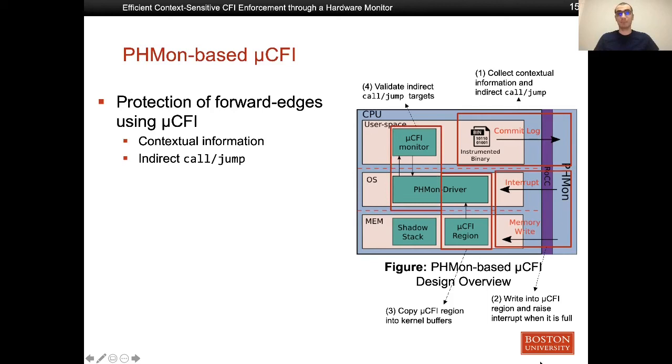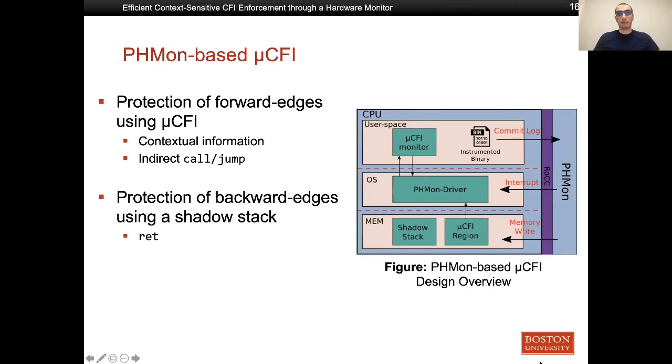And finally, the microCFI monitor, which is a software-level monitor in charge of validating the RCT targets, obtains the content of the kernel buffers to validate indirect call and jump targets and ensures that they are complying with the CFG.